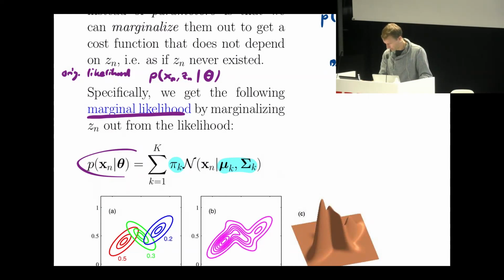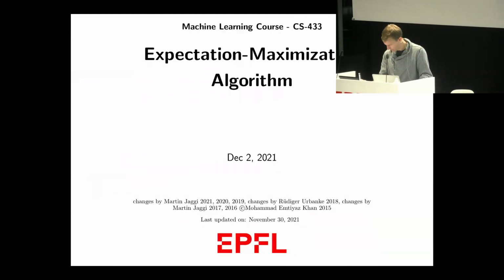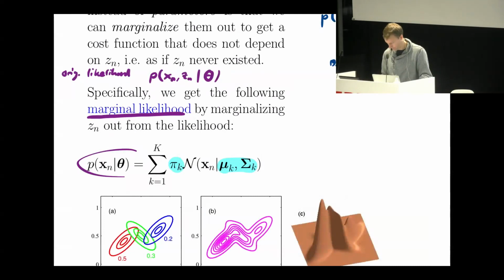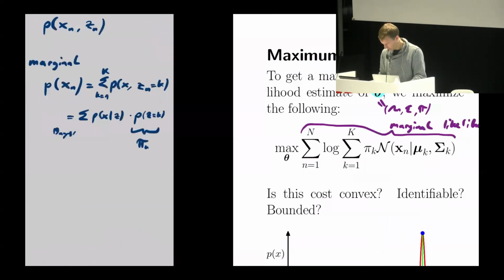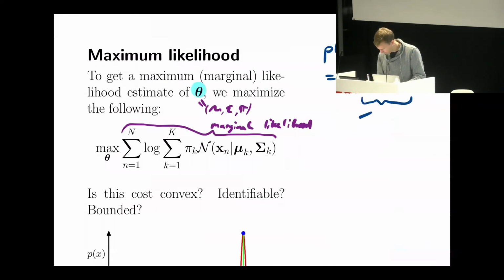And so let's plug in. Sorry, I want to take this p of x and plug it in here. So it's the sum over k of pi k times the normal distribution of x around the k-th cluster mean, mu k, sigma k.